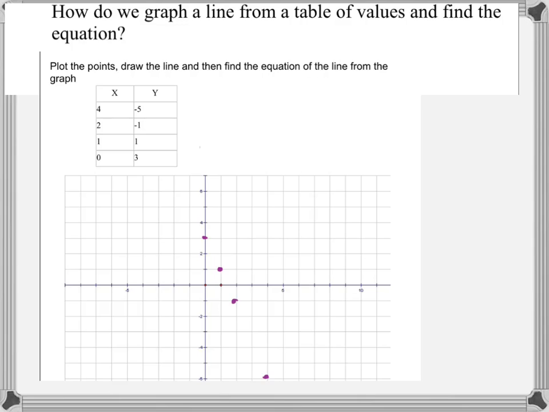So I've plotted all the points on the table on the graph, and if I draw a line through them, then I have my graph, but what is my equation? Remember, the equation you can write in the form of slope-intercept, right? So basically, I keep these x's and y's there.